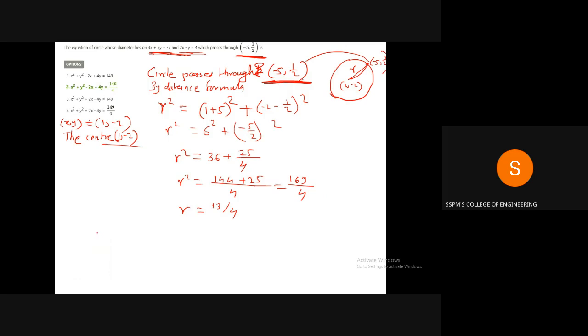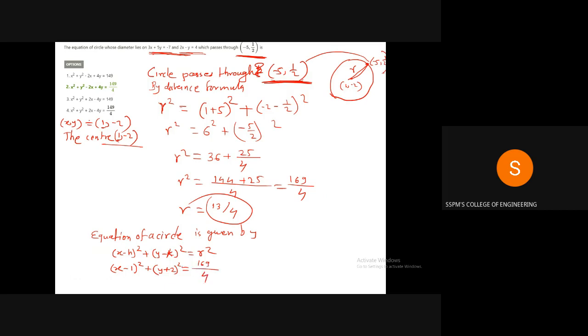So the circle equation: we have to find the equation of the circle, and it is given by x minus h square plus y minus k square is equal to r square. So what is the value of h? h means the x coordinate of the center, which is 1. So x minus 1 square plus, what is the value of k? k means the y coordinate of the center. So k is equal to minus 2, that is y minus minus 2, that is y plus 2 square is equal to r square. r is 13 by 4. So r square is equal to 169 divided by 4.